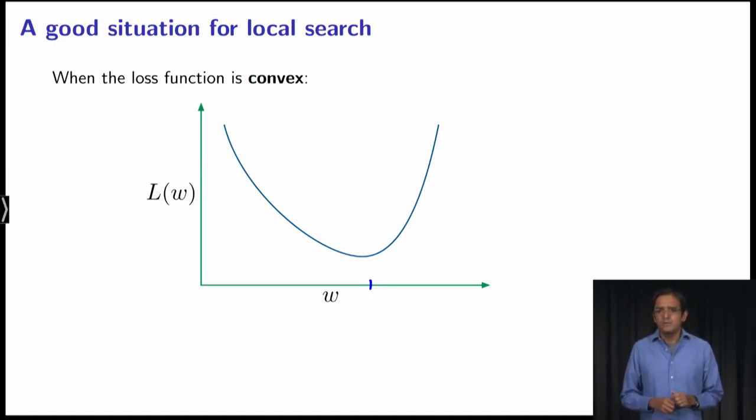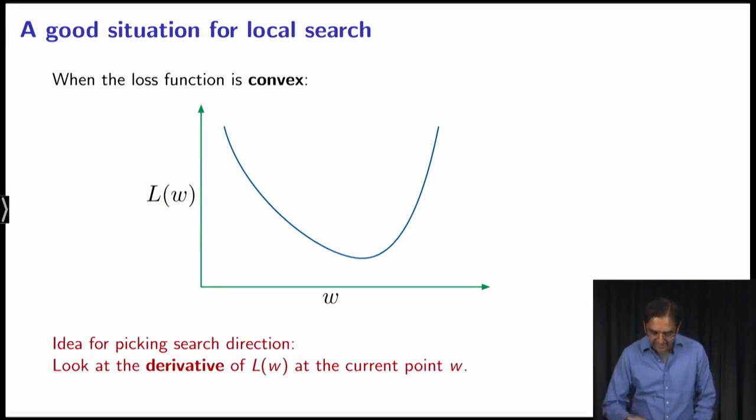So how exactly do we do this though? Suppose we're at a particular value of w. How do we know which way to move? This picture, for example, has a one-dimensional w. How do we know whether to go left or right? One easy way to do this is by looking at the slope or derivative of the function. Let's see what exactly that means.